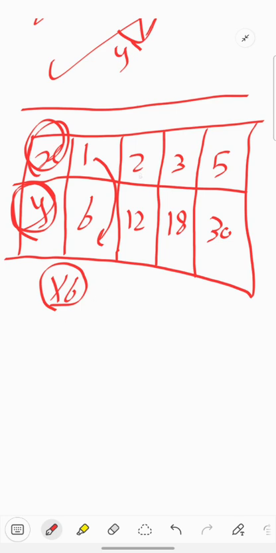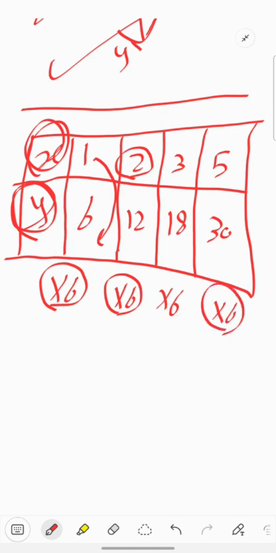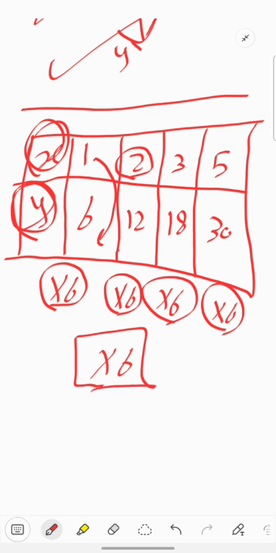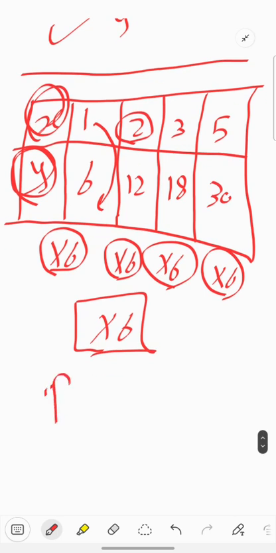Again, it must be equal in the whole table. Here we have 2. 2 becomes 12. Of course, 2 equals 12 by multiplying by 6. Again, 3 becomes 18 by 6. And 5 becomes 30 also by 6. So the constant ratio here is multiplied by 6. So the constant here is 6. Of course, the table is a proportion.